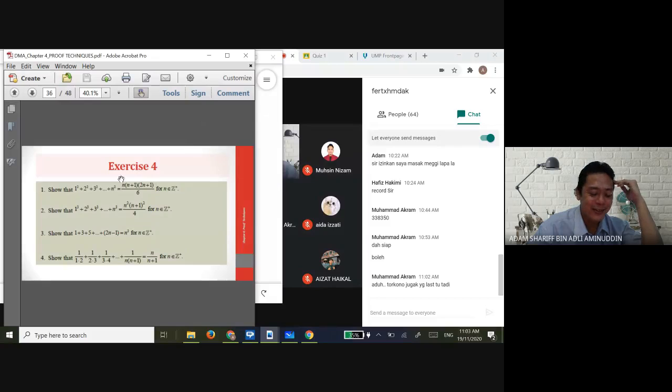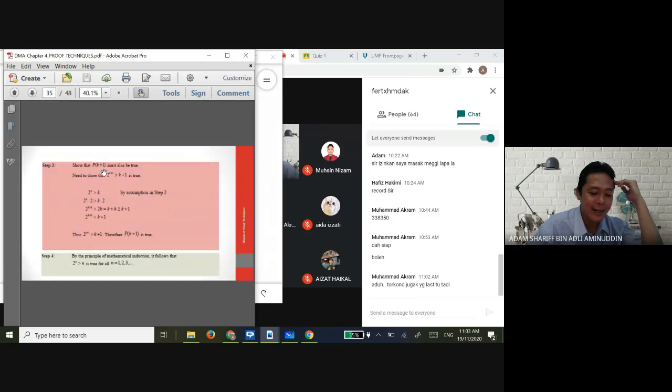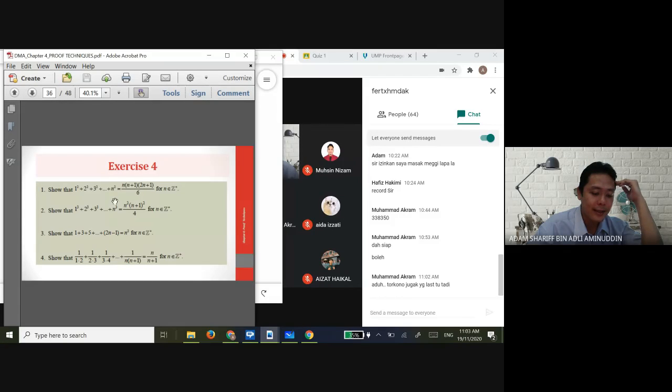Saya pun tak tahu boleh bagi soalan lain tapi bukan soalan test lah.